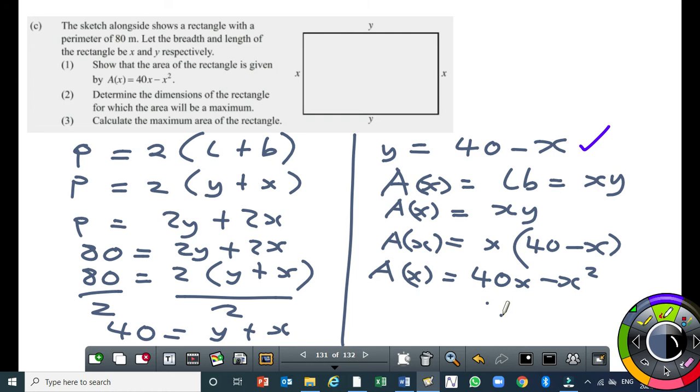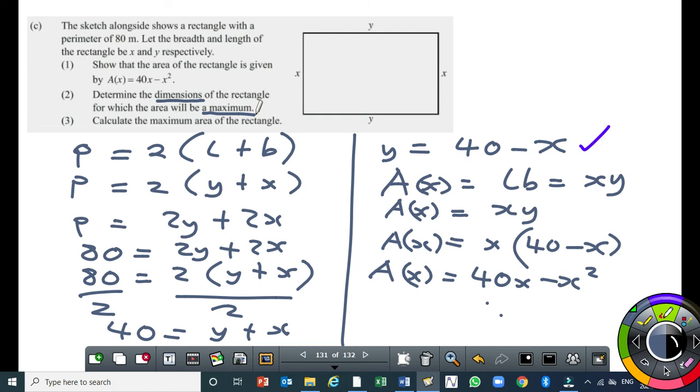And then the next thing now is the question says, determine the dimensions of the rectangle for which the area will be a minimum. Okay? Can I have your attention? Now, for me to determine the dimensions, it means I need to find x and y. I need to find x and y for the area of the rectangle to be a maximum, which means I have to find the derivative and equate it to 0. Dimensions means the exact values of x and y.